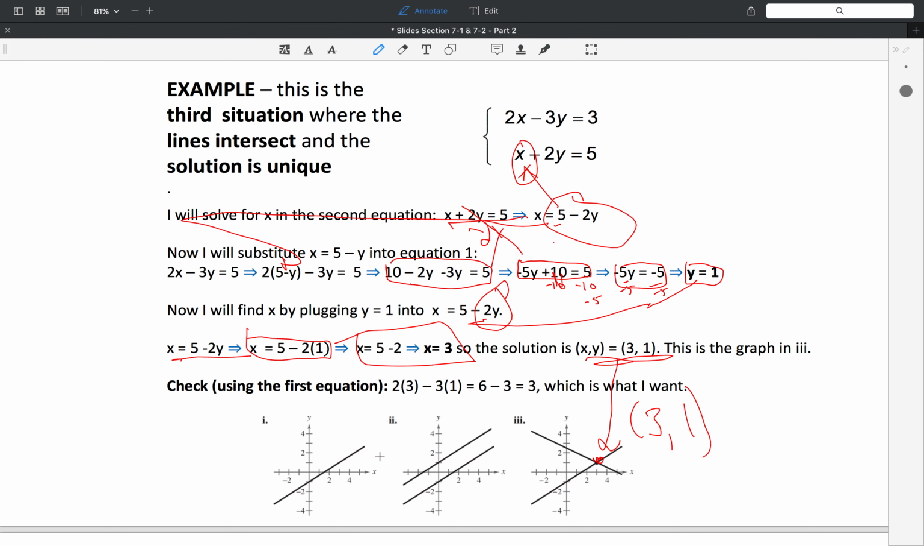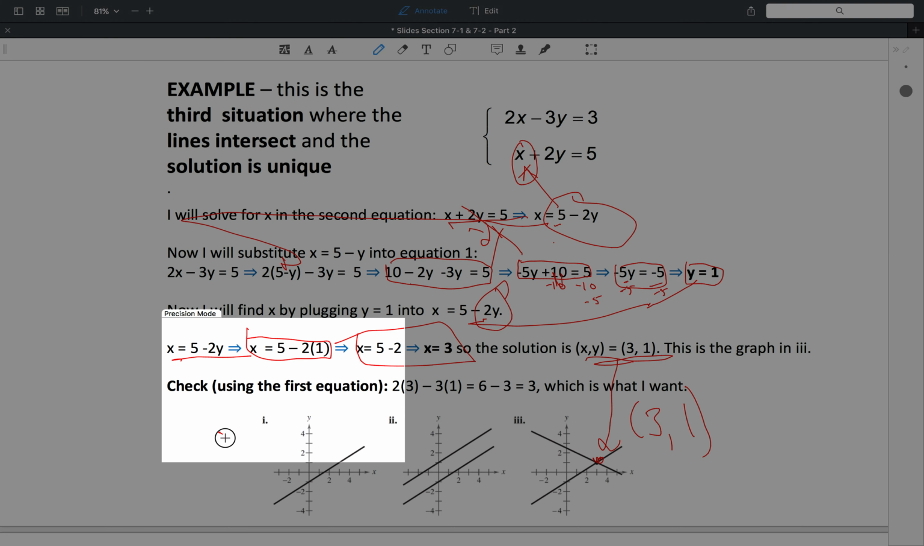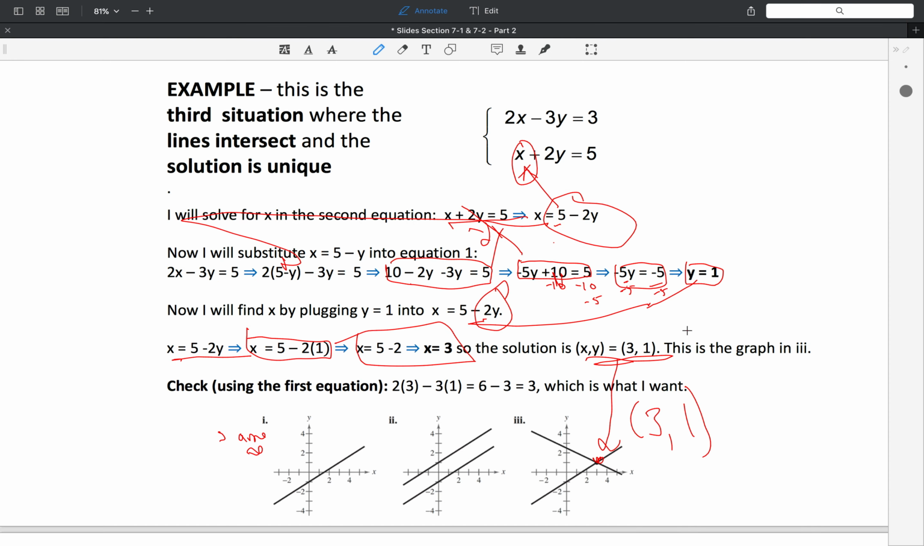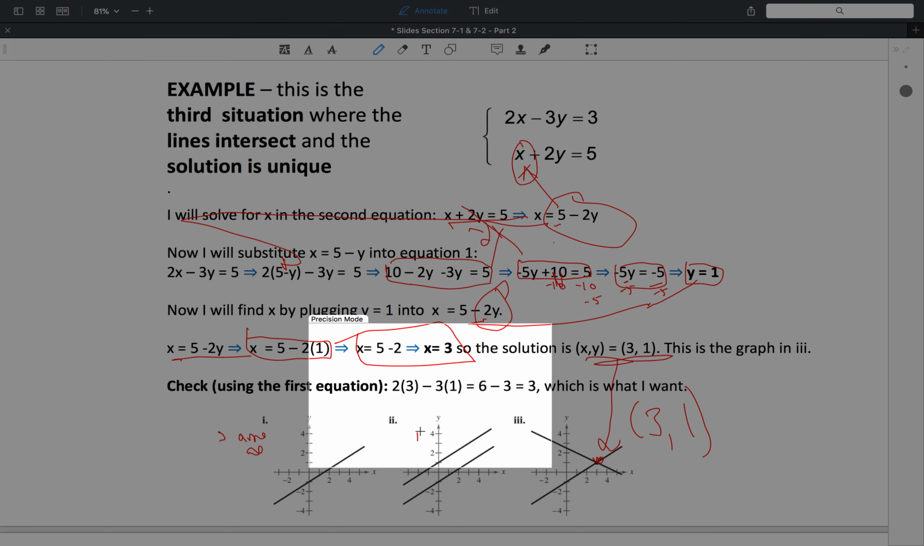Okay. So again, the key here is that each equation has two lines associated. This is where you have the same line, and you have infinitely many solutions. This is the second case. The lines in the two equations are parallel, and you get no solutions.